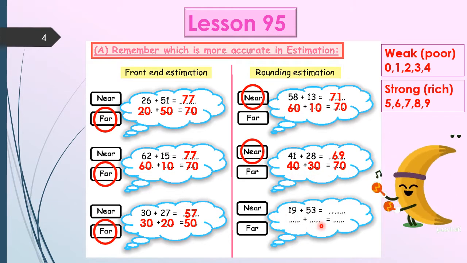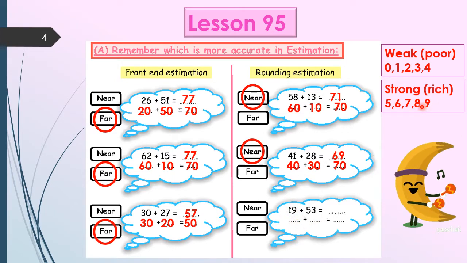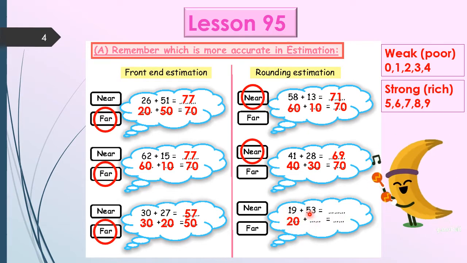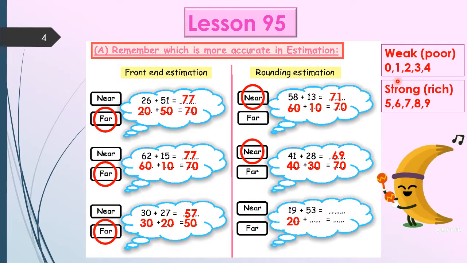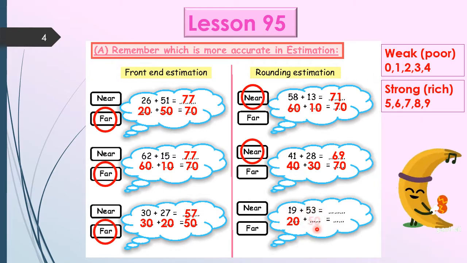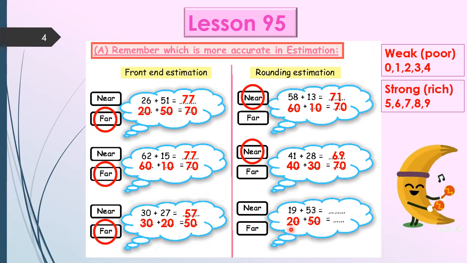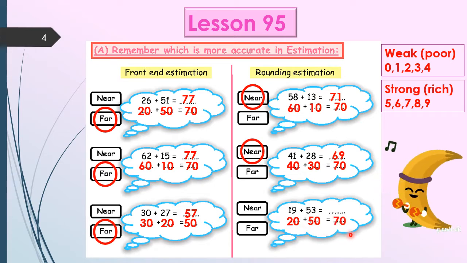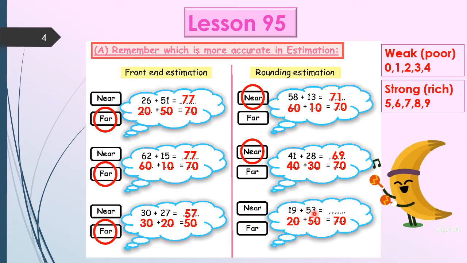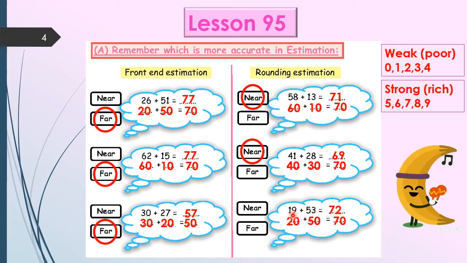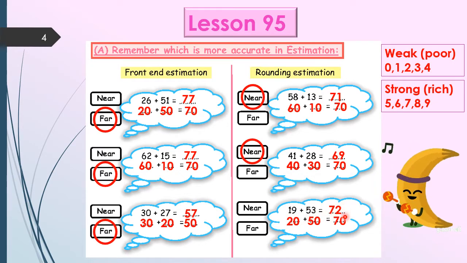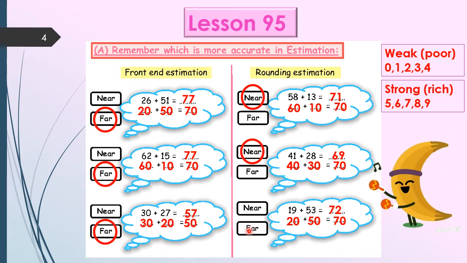Let's check our answer here. Here we have 19. 9 is a strong number. Then we will add 1 to the tens place. It will be 20. Then 53. 3 is a weak number. Then 50 will be 50 as it is. Now 20 plus 50 will be 70. And check our real answer. 9 plus 3 equals 12. 2 and carry 1. And 1 plus 1 equals 2. 2 plus 5 equals 7. 72. 72 and 70. Are they near or far?